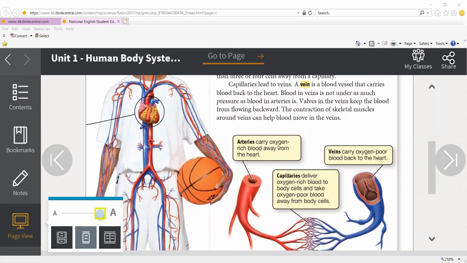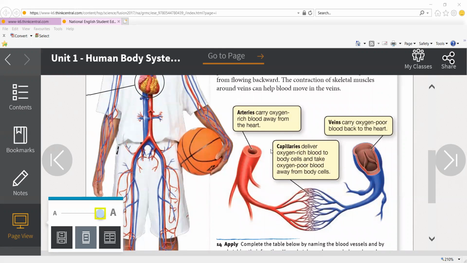Arteries carry oxygen-rich blood. Arteries means away from the heart. Away from the heart means it goes to the parts of the body, so of course it will not give deoxygenated blood to the parts of the body. It will give fresh oxygen-rich blood away from the heart. Veins carry oxygen-poor blood back to the heart. It's very clear, girls, that arteries carry oxygen-rich blood away from the heart and veins carry oxygen-poor blood back to the heart.